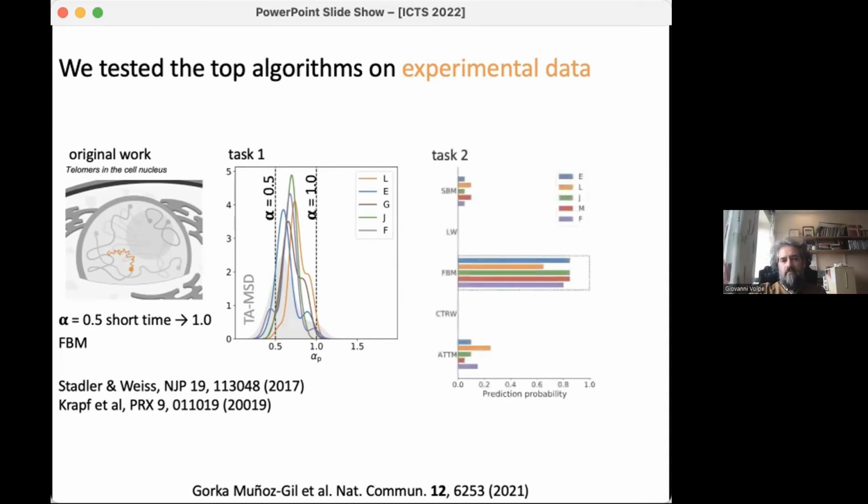And then here we see that, in fact, all methods tend to classify this motion as a fractional Brownian motion, which is what the original authors of the papers were expecting.